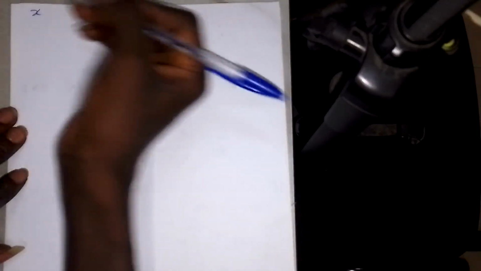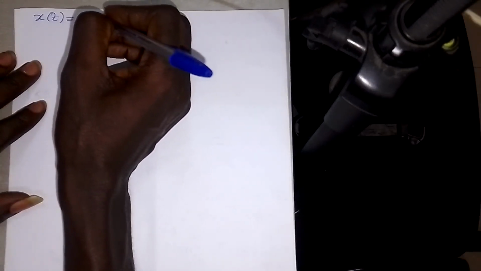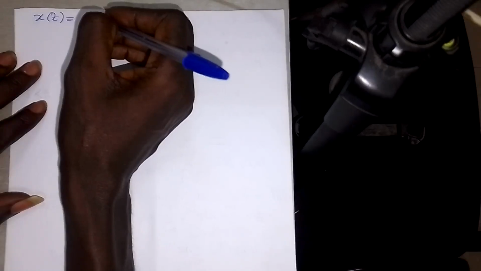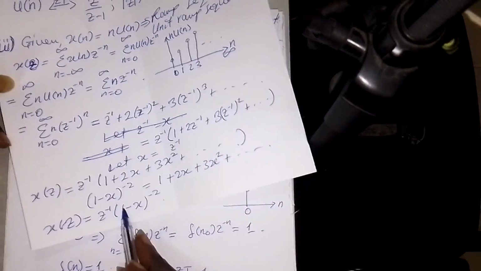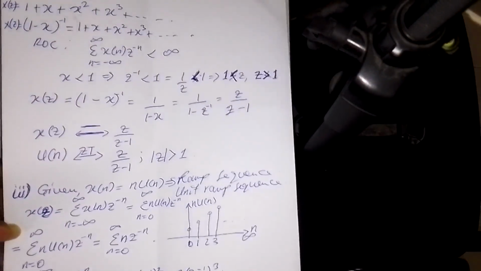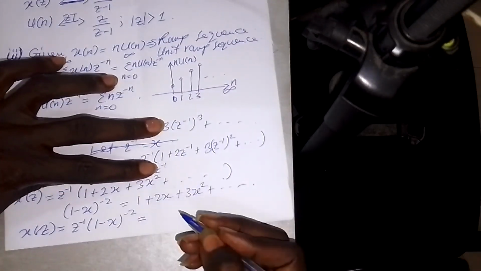Now continuing from where we turned our sheet over, we're going to have X of z equal to, let's see what we got the last time. So the last time, this is what we had. And what we had here the last time, actually, it is equal to what?